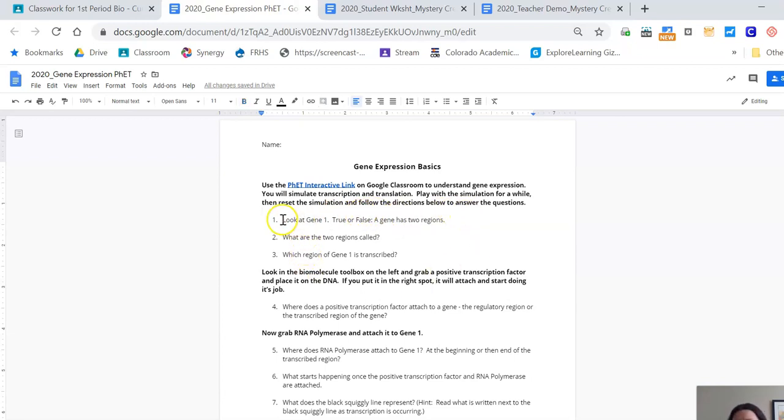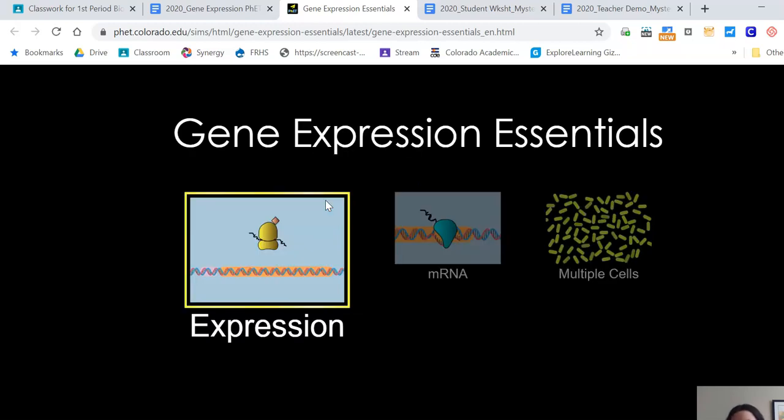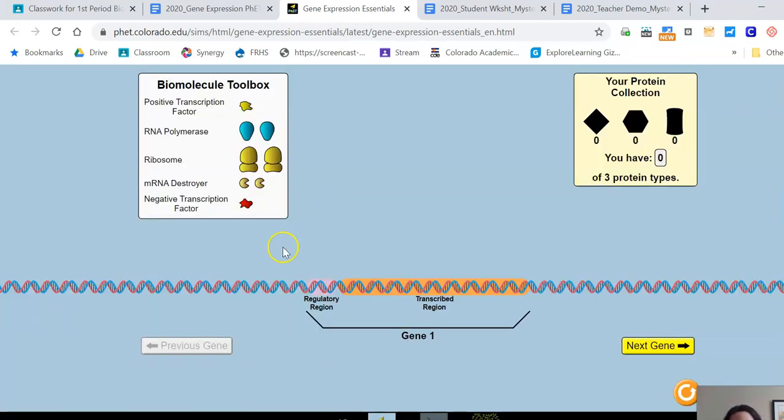So we're going to see, number one, look at gene 1. True or false, a gene has two regions. What are the two regions called? Which region of gene 1 is transcribed? Okay, so we're just going to read those questions to give us an idea of what we're going to look for. And now I'm going to open up this interactive link, and I'm only going to do a quick little couple minutes to show you how to get into this.